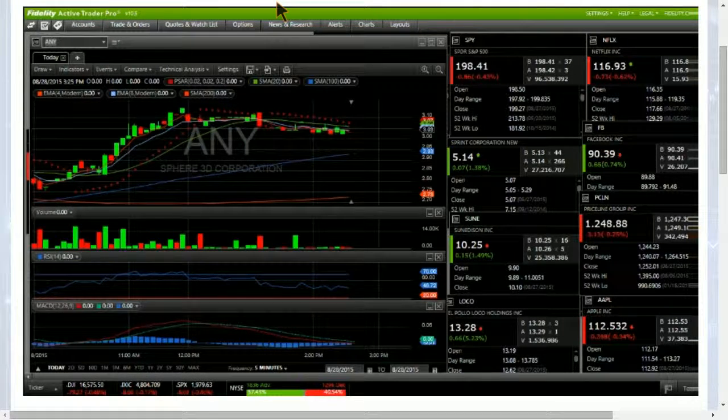Any today, we're watching for a close over 307, seeing some consolidation here. Could see an end of day spike. Keep your eye on any for a close over 307.